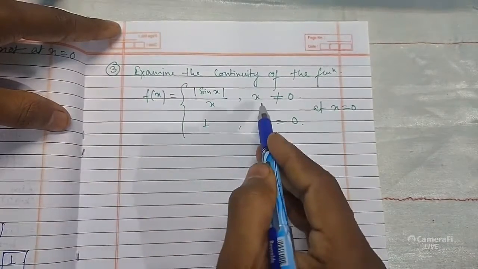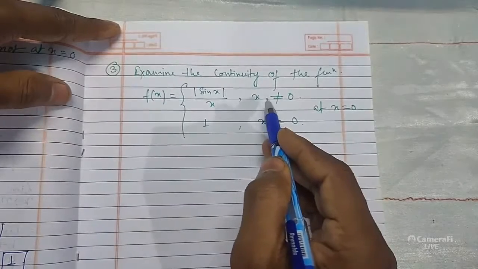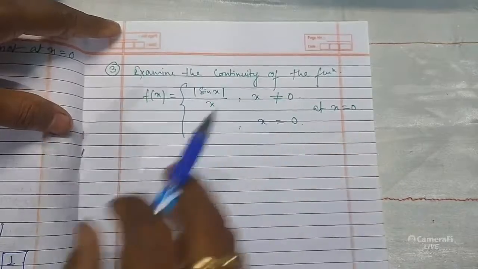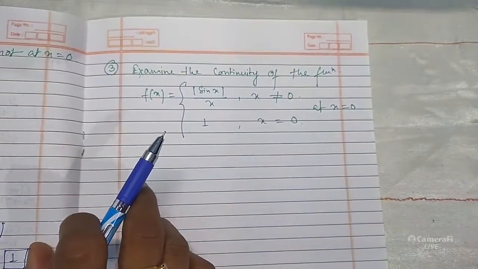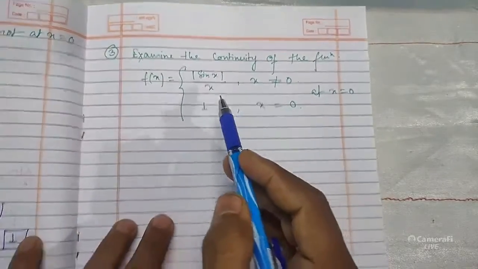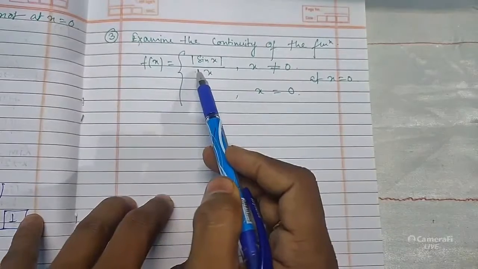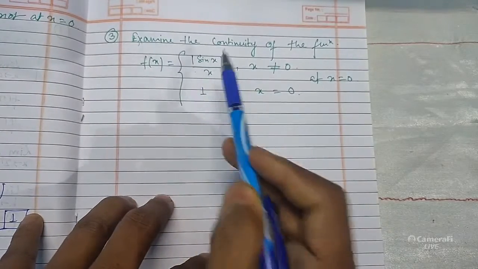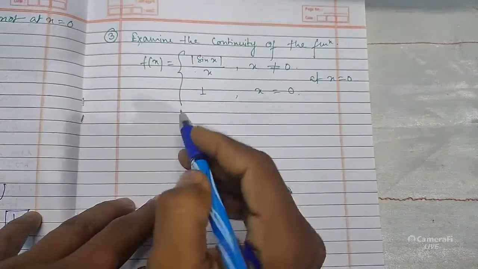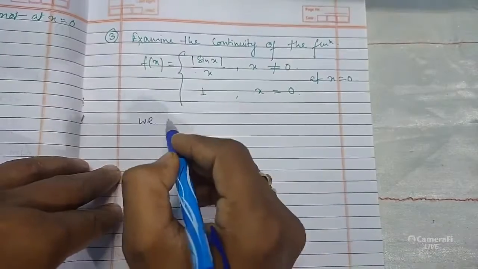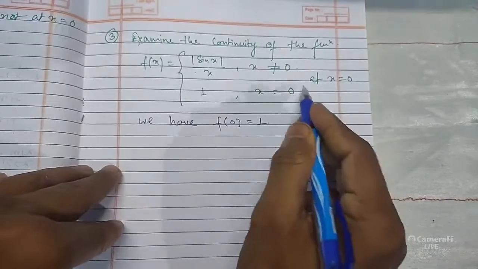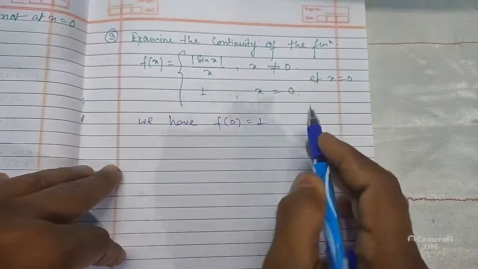Whenever this type of question is given, with x not equal to 0 and x equal to 0: not equal to 0 means for both the cases, for 0 plus and 0 minus, the same function we have to choose. When x tends to 0 plus, then also we have to choose this value. If x tends to 0 minus, then also we have to choose this value. And when x equals 0, the value is given. So here clearly we have f(0) equal to 1. At x equals 0, the value is 1. So f(0) equals 1.